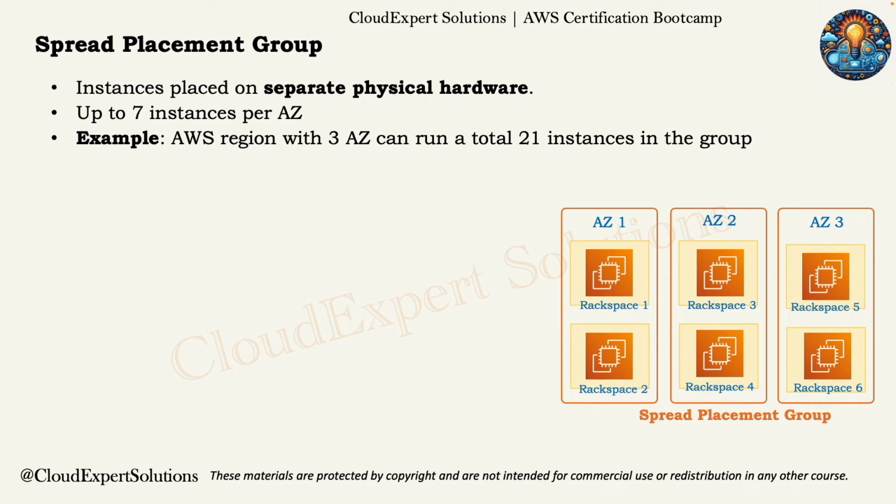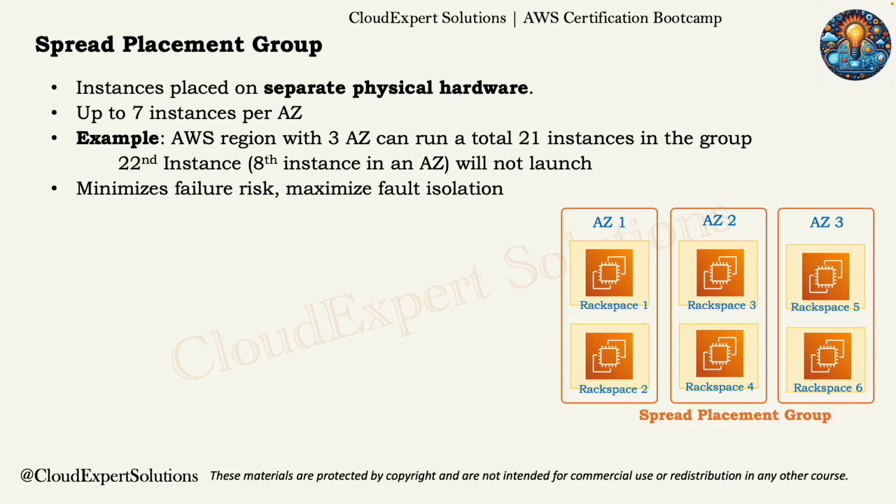And if you try to add one more instance, that is your 22nd instance in the group or the 8th instance in an availability zone, then your instance will not launch. Spread placement group minimizes the failure risk and it provides the highest level of fault tolerance. It provides built-in high availability as it works across multiple availability zones.